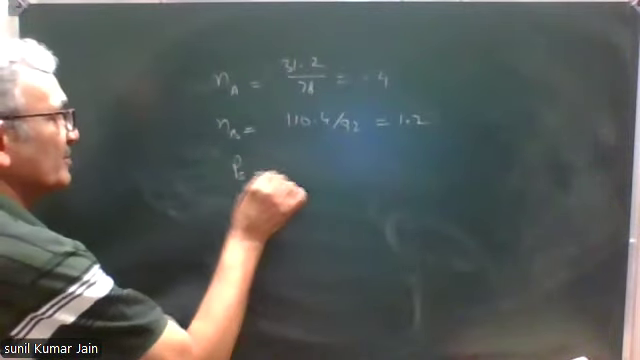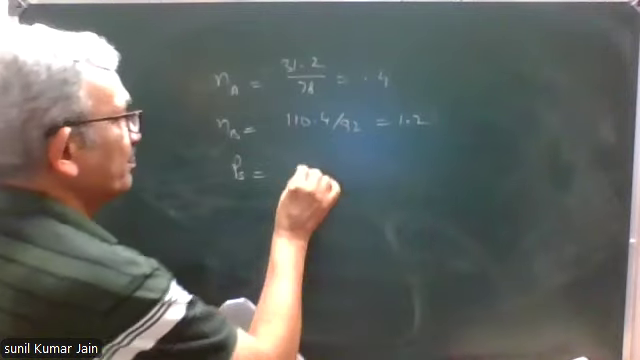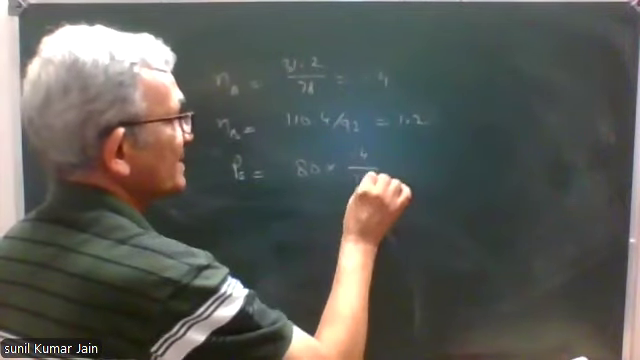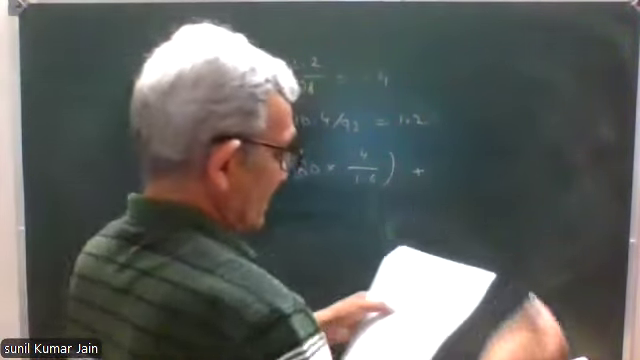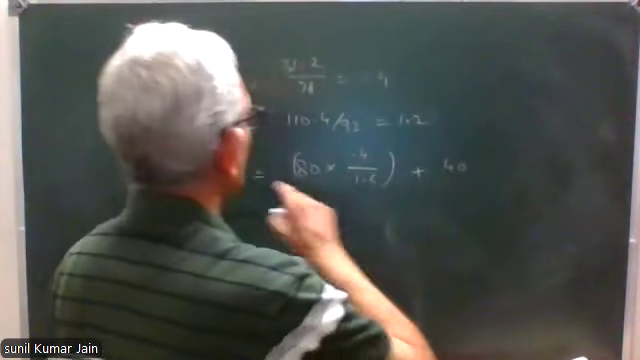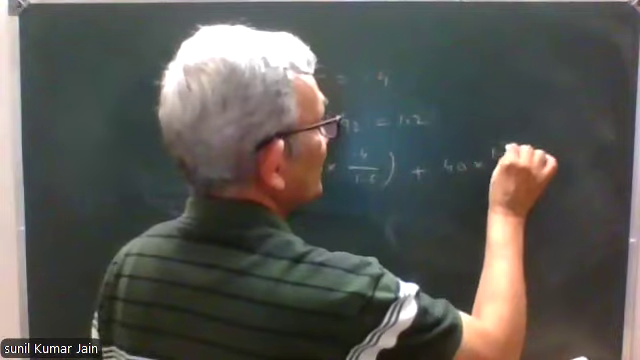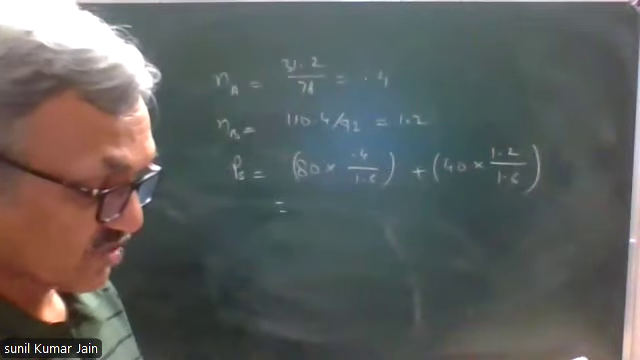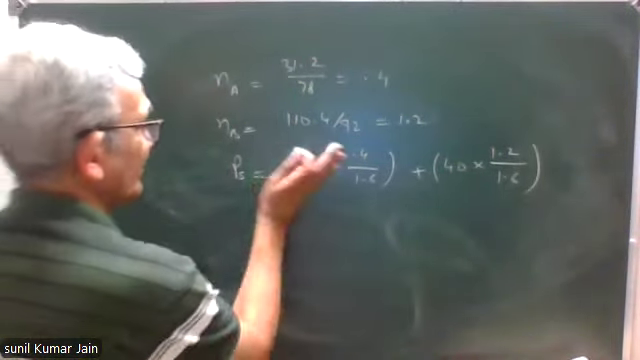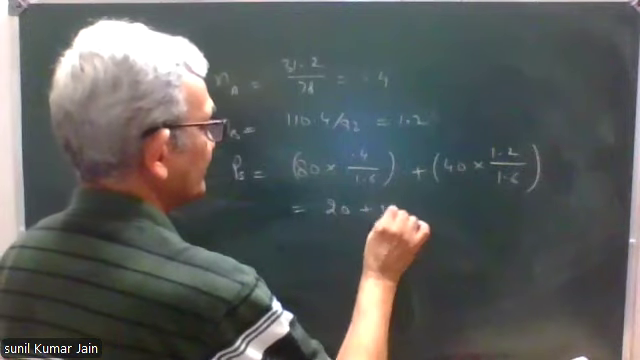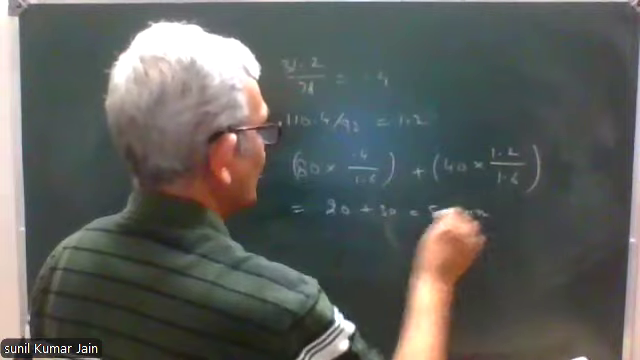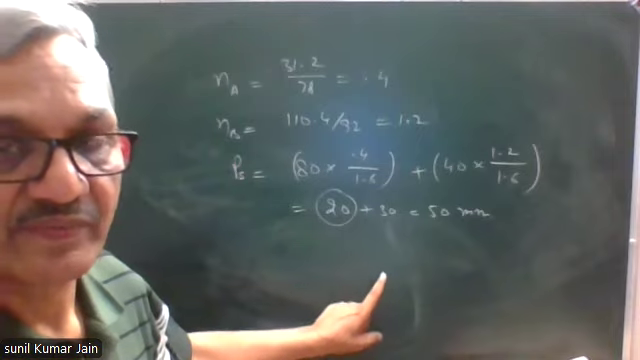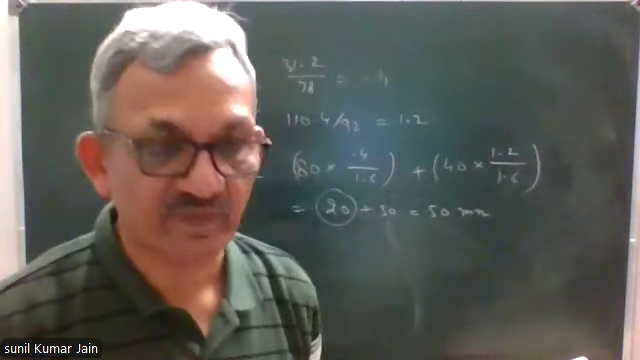Now, vapor pressure of solution, that will be P naught A is 80 into mole fraction 0.4 divided by total 1.6, plus P naught of B is 40 into mole fraction 1.2 divided by total 1.6. When you calculate, this will come out to 20 plus 30, that is 50. Remember, partial vapor pressure of A is 20 millimeters, which we'll need in the next calculation.